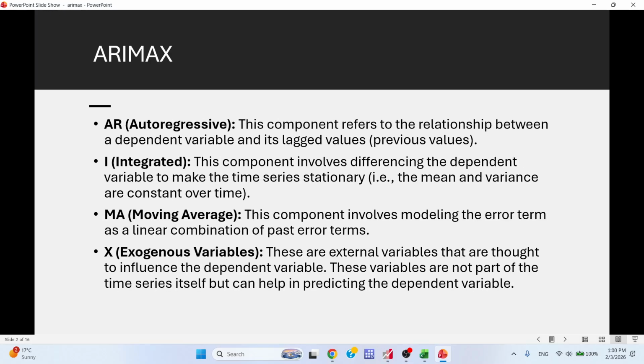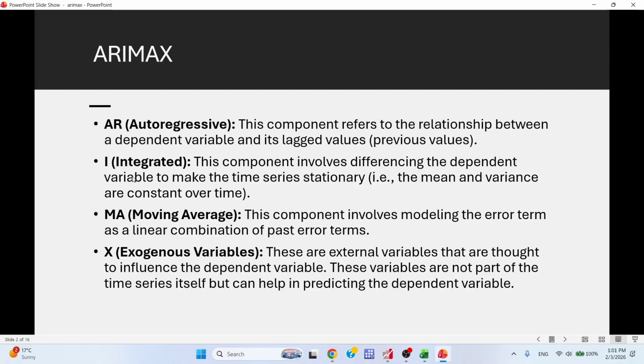So the next thing is, what do AR, I, and MAX stand for? This part, AR, stands for autoregressive. Autoregressive means that you are including the lag of your dependent variable. So when your dependent variable depends upon the previous value, then you include the AR. That is why it is called autoregressive, because this model is including the lag of its own dependent variable.